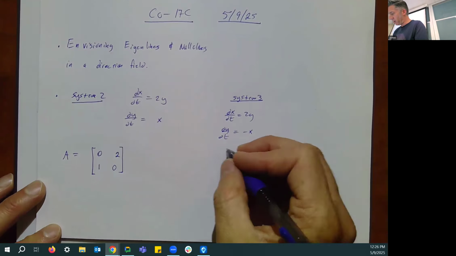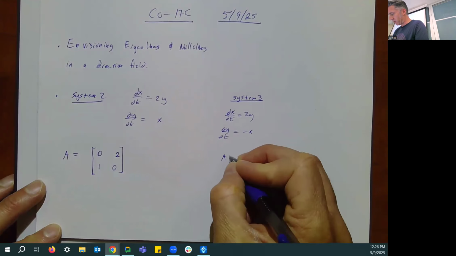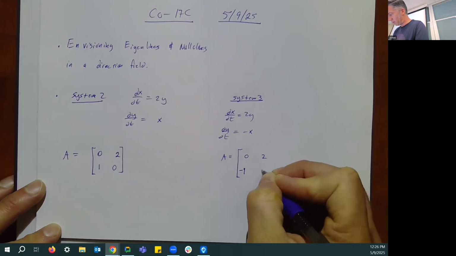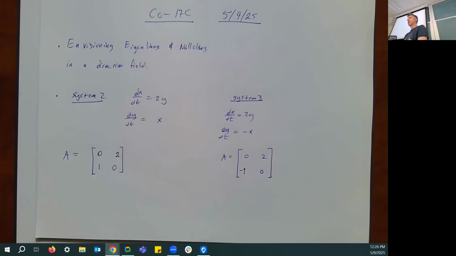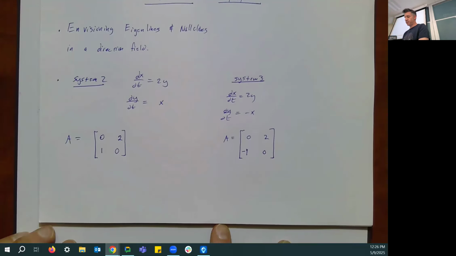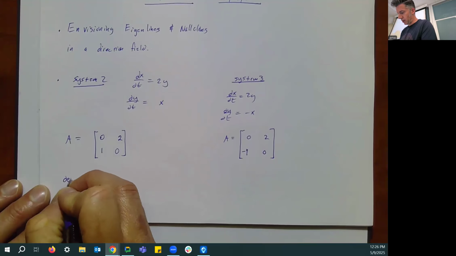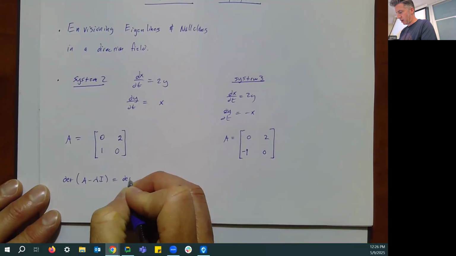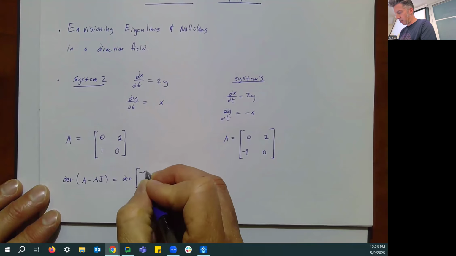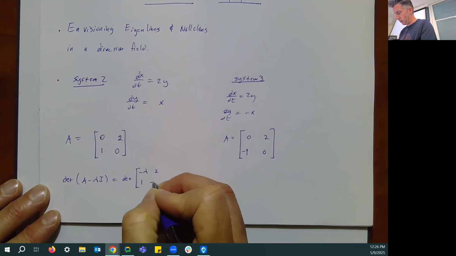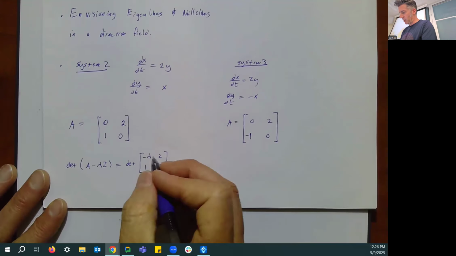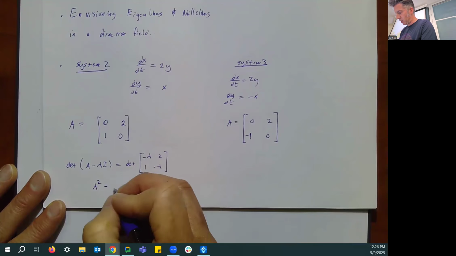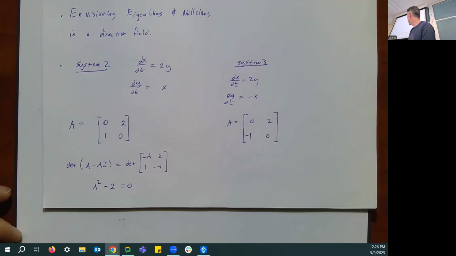Similar deal over here. In this system 3, our matrix would be the matrix 0, 2, negative 1, 0. So let's find the eigenvalues. Determinant of A minus lambda I is going to be the determinant of negative lambda, 2, 1, negative lambda, which is going to be negative lambda times negative lambda. So lambda squared minus 2 times 1 equals 0.